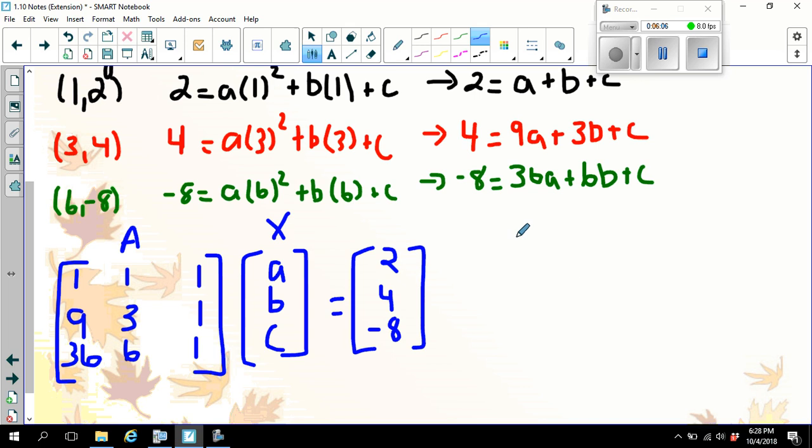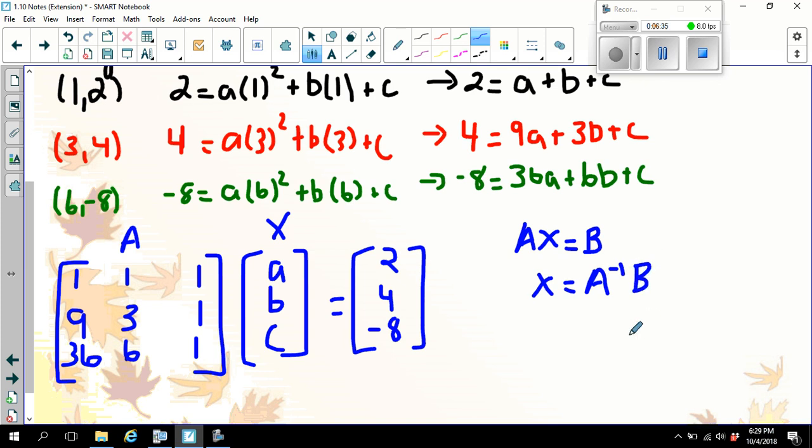So basically, we are doing the matrix equation AX equals B. Remember, what we're trying to do is get the X matrix, our variable matrix, all by itself. To do that, we need to move the A matrix to the other side, and by doing that, we take the inverse of our A matrix and then multiply it by our B.